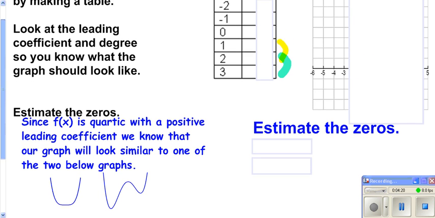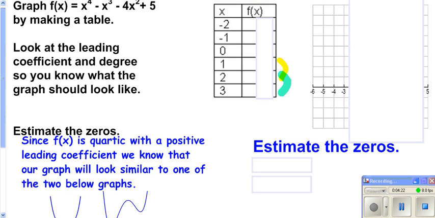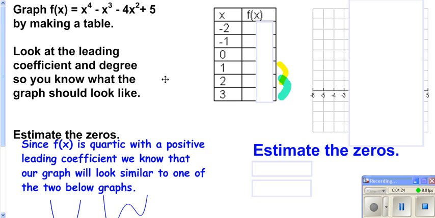So we need to make sure we choose enough points in our t-table, XY chart, to get that basic shape. Here I've chosen these values. Take -2, plug it in for your x. Take -1, plug it in. Take 0, plug it in. Take 1, plug it in, and so on.